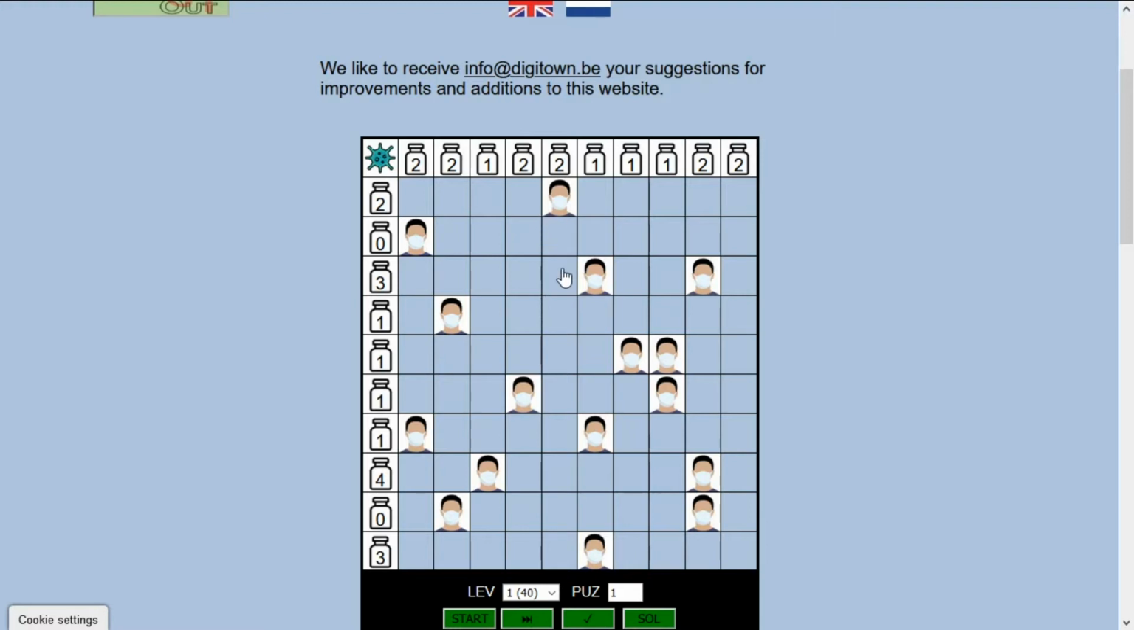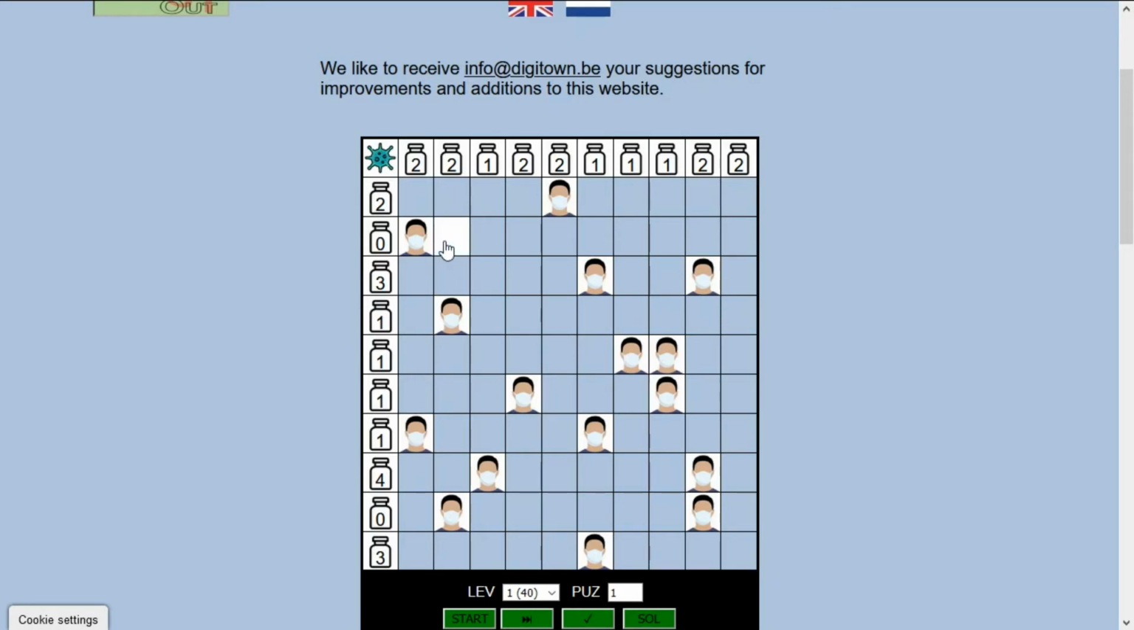Here we have persons who need a vaccine, and here we have the vaccines in the columns and in the rows. So you can see how many vaccines there are available in each row and in each column, and there is only one vaccine for each person. And when you click, it becomes white. That means there is no vaccine in that cell. When you click again, you have the vaccine, and when you click again, it's the start position.